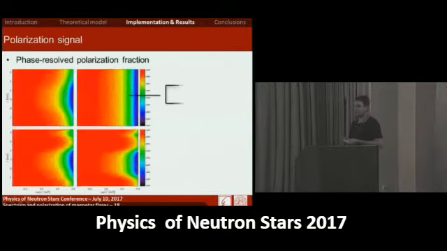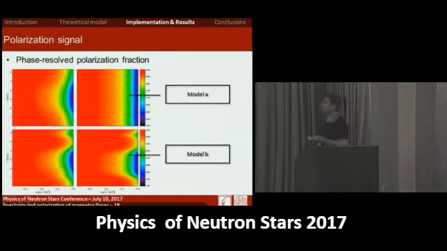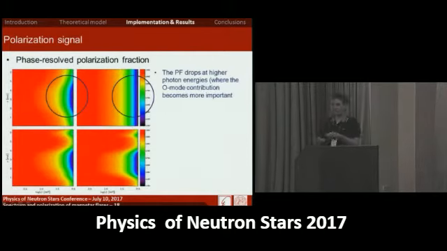And then for the polarization observables, these plots showing the phase resolved polarization fraction as a function of the photon energy for both model A and B for two different viewing geometries confirm the high degree of polarization suggested by spectral analysis. In particular, the polarization fraction tends to decrease for photon energies above 50 keV, attaining a minimum of about 40%.